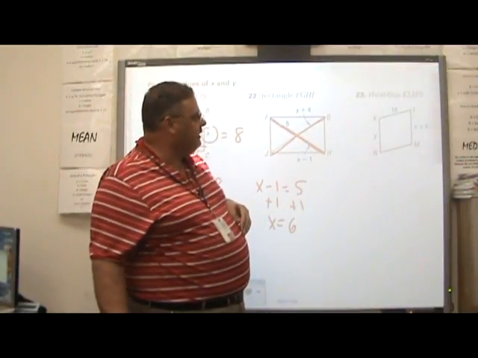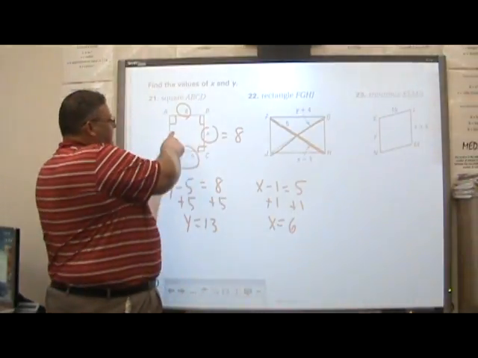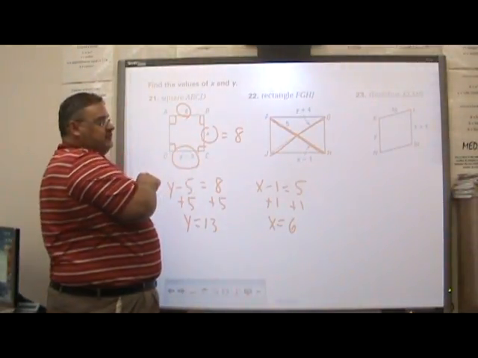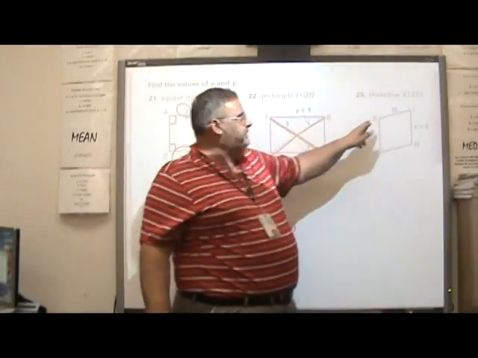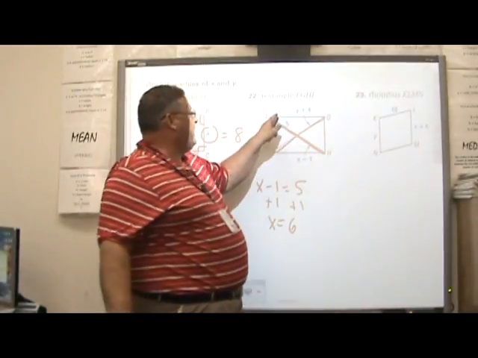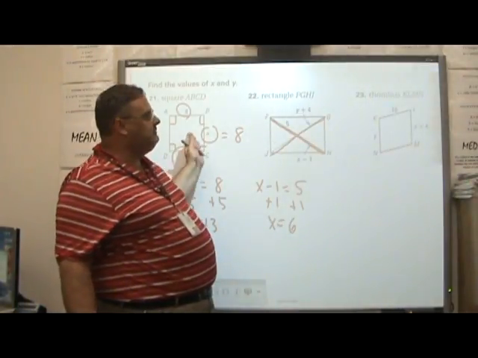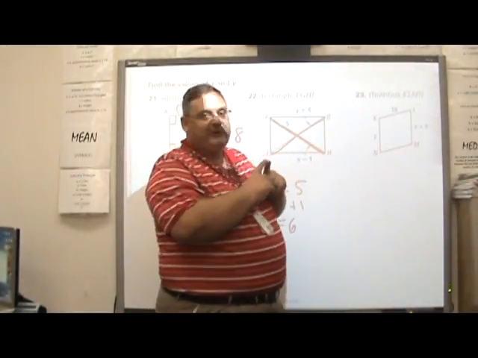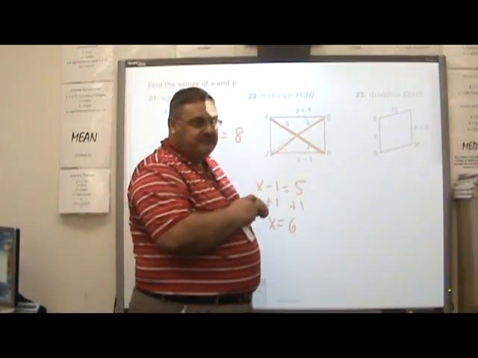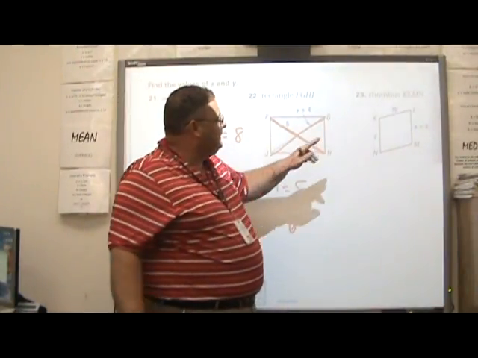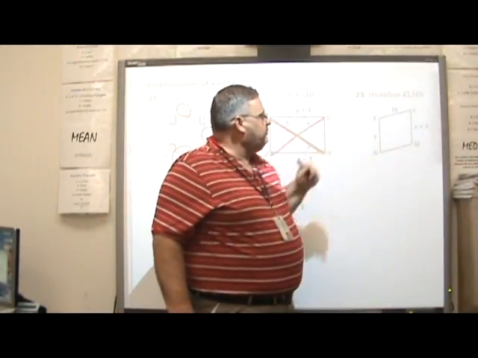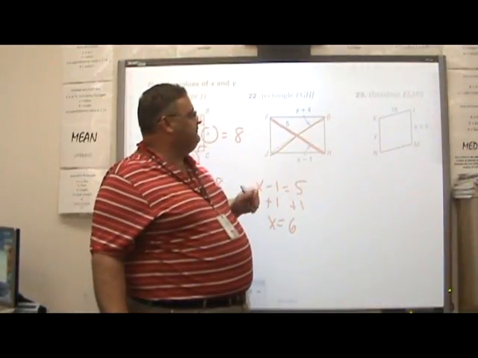A rhombus has all 4 sides the same like a square. The only thing different is you can see it does not have 90s. So a rectangle has all 90s like a square, but it doesn't have congruent side lengths. A rhombus, or ladies like to call it a diamond. Husbands, make sure you buy your wives big ones. But a rhombus has all the sides the same, but they don't have 90s.